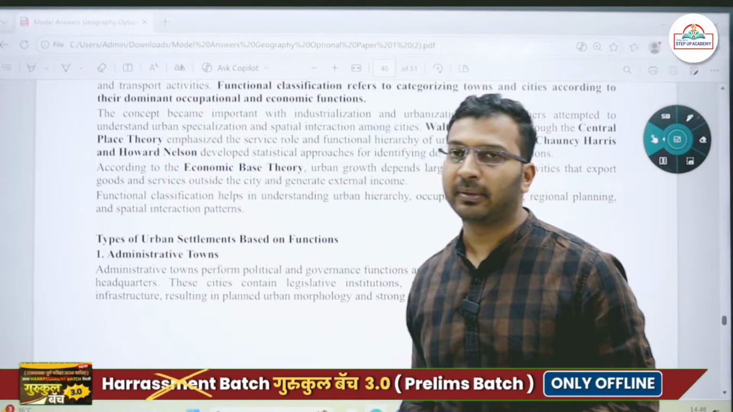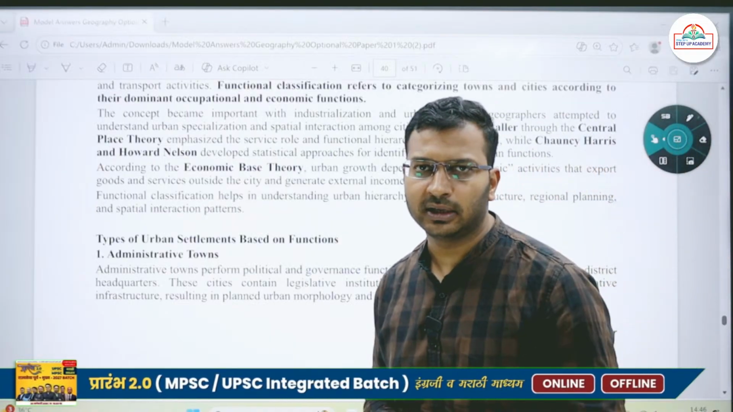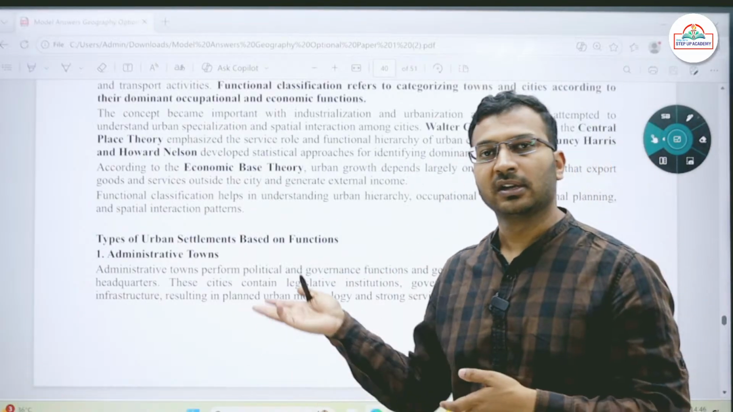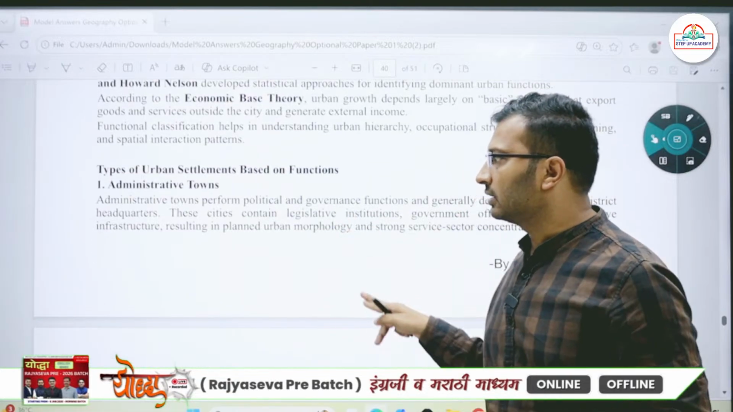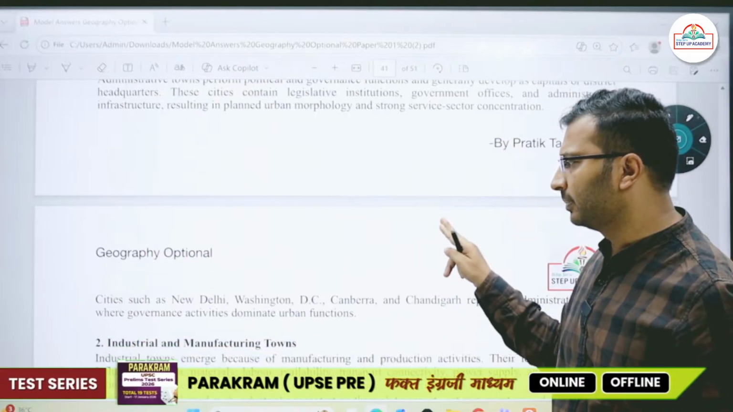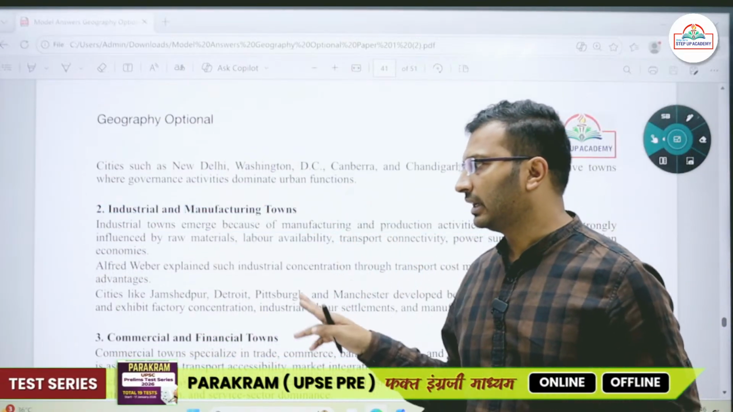So we have some administrative towns. What are administrative towns? For example, if I talk about India, Delhi is an administrative town. Then the state capitals of different states are nothing but administrative towns. That is one classification. So all the governance and political aspects take place over there. Do mention the examples. Then there are some industrial and manufacturing towns.